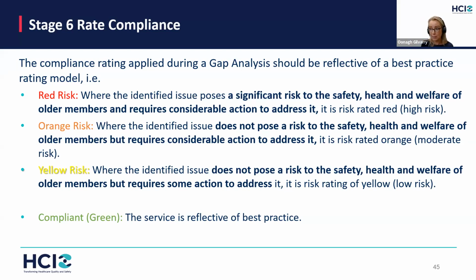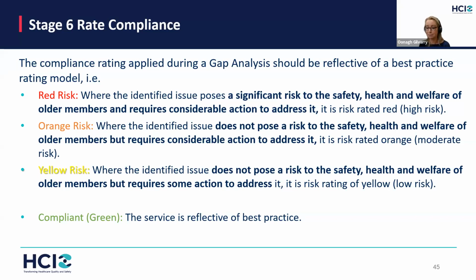If we have orange risk, this again requires considerable action, but it doesn't pose a direct risk to the safety, health and welfare of the members, so we're down a level. Then we have yellow, where again you don't have a risk to the older members, but it does require some action to address it. In many cases, if yellow risks get ignored, they can start to climb the table into orange and red. That's important to note.